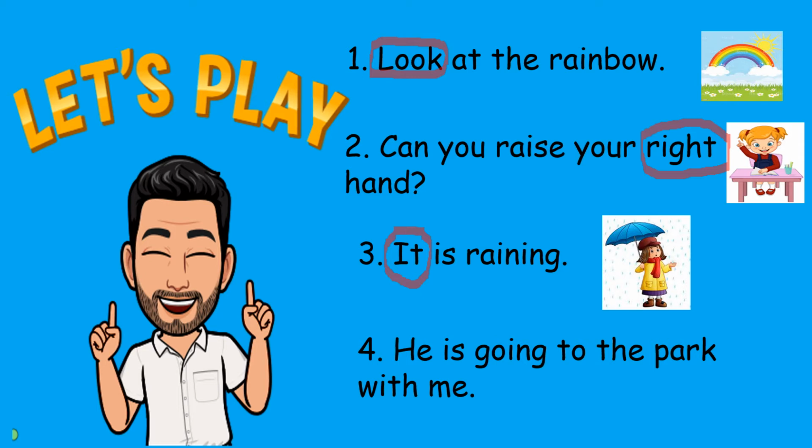And the last sentence. He is going to the park with me. Is this an asking sentence or a telling sentence? You are correct. This is a telling sentence. And which of the sight words are we using here, boys and girls? You are correct. We're using he. And I see one more sight word. Which is that next sight word, boys and girls? Correct. Me. All right, boys and girls, you are all right today. Let us continue.